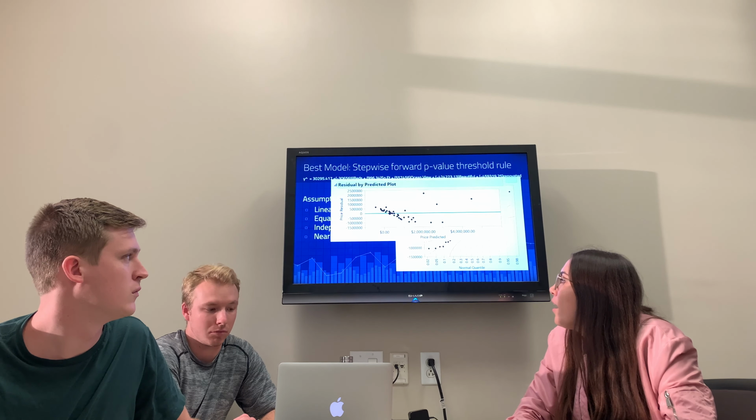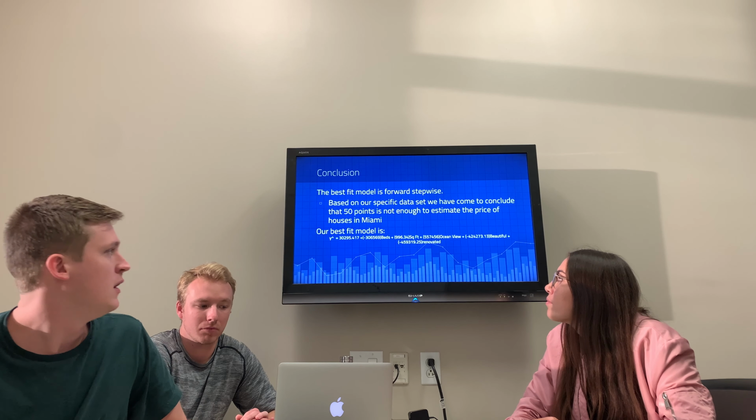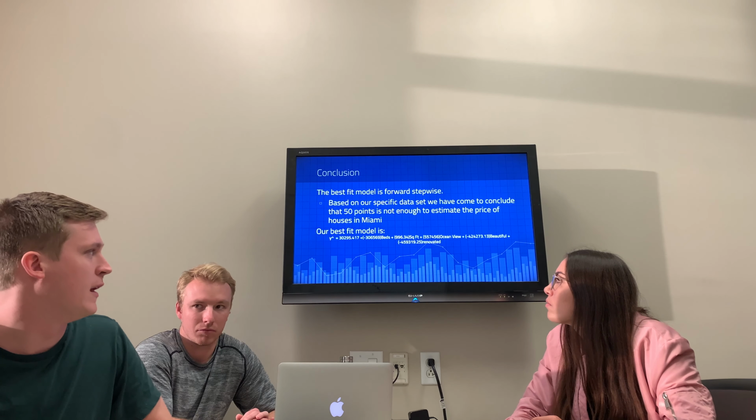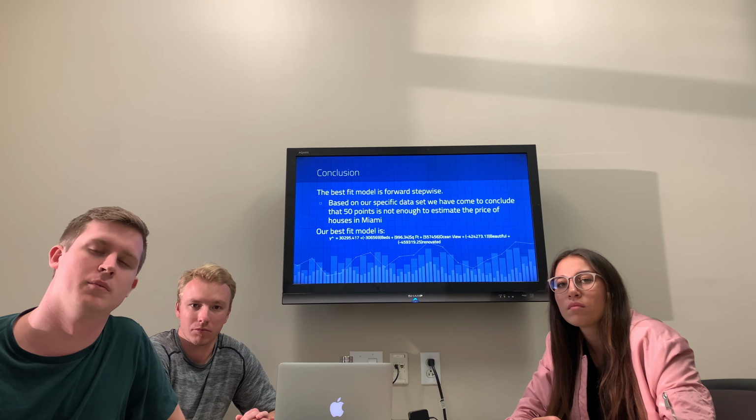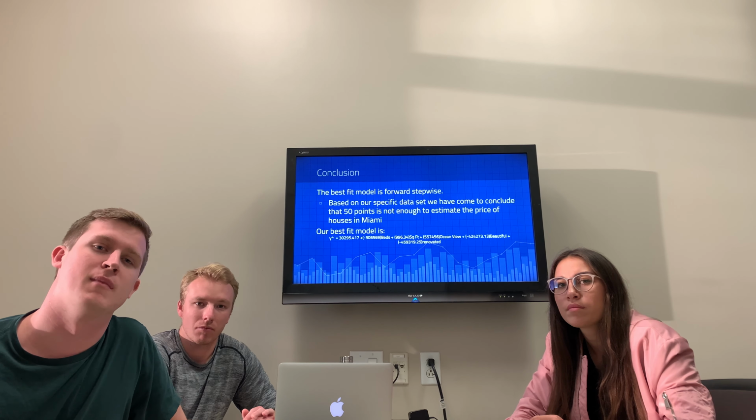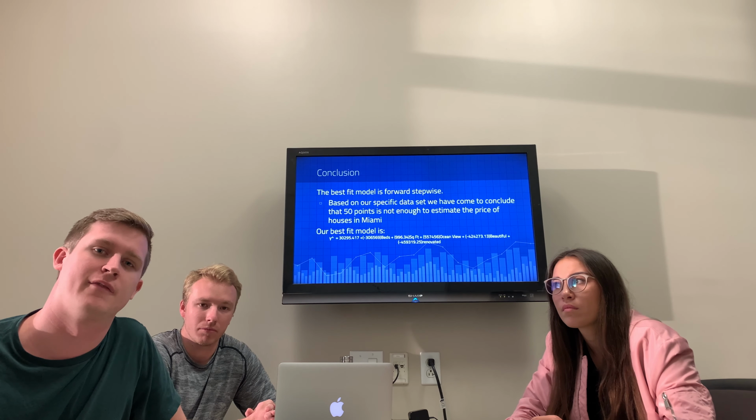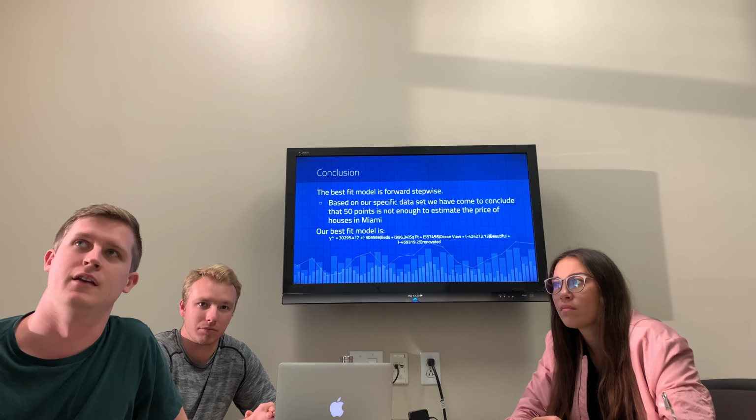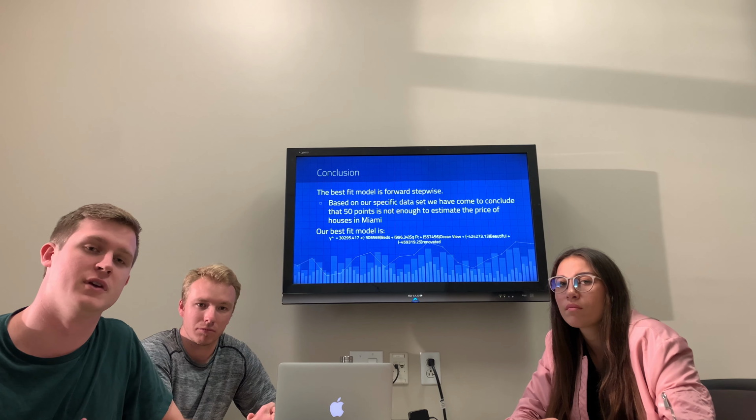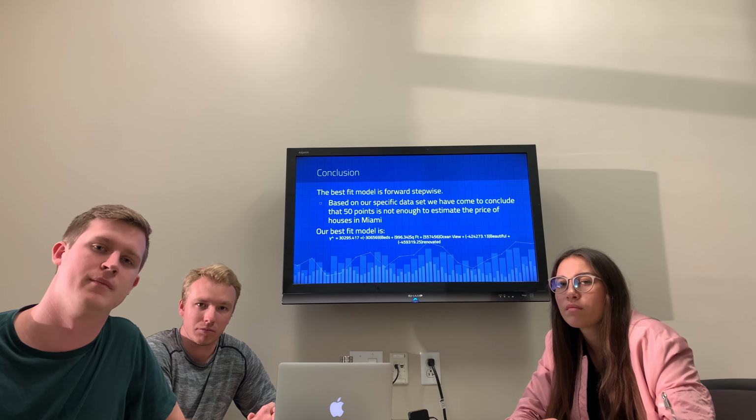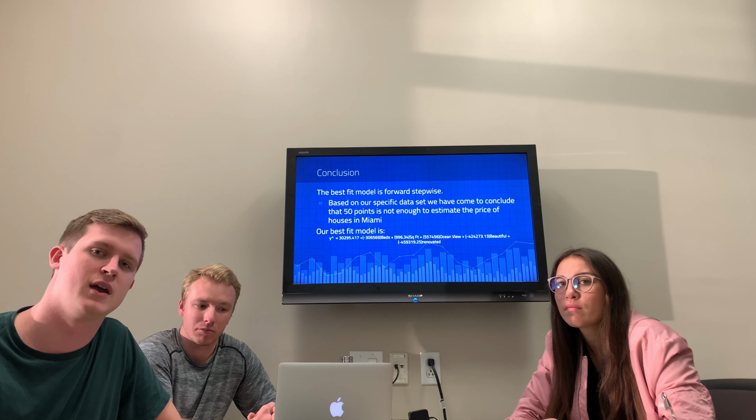So in conclusion, we said that our best fit model is the forward stepwise, and we wanted to say that based on our specific data, we have come to conclude, based on what Bree just said, that the mild S shape in the first graph, the linearity graph, and the fan shape both indicate that this is not a strong enough model to be an accurate predictor of housing prices in Miami.